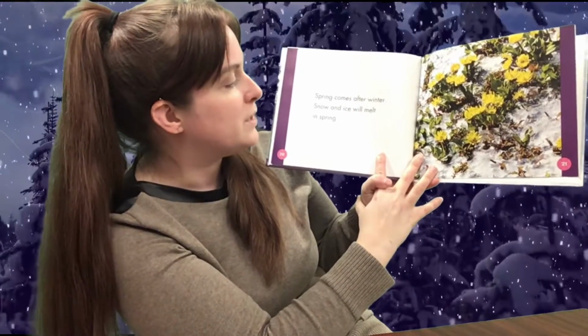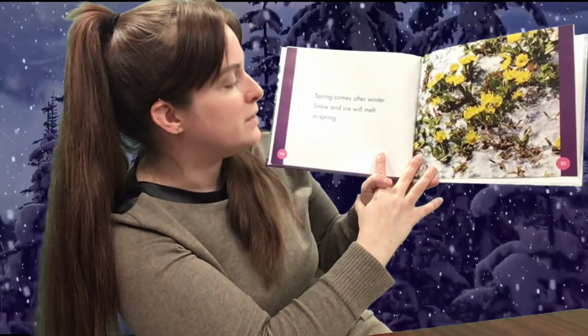Spring comes after winter. Snow and ice will melt in spring. The end. So you'll notice at the end of the book that it said in spring the snow and ice will melt. Why do you think that is?